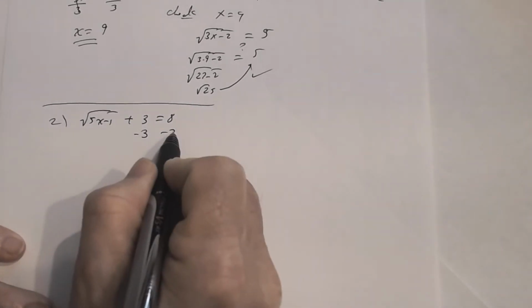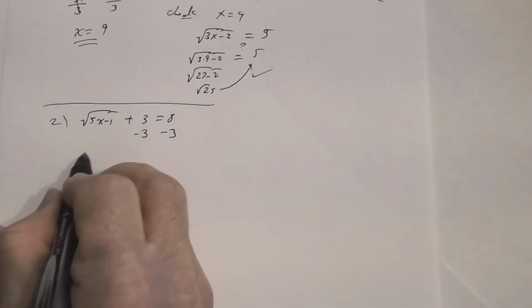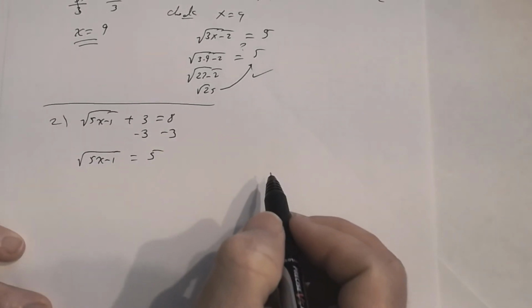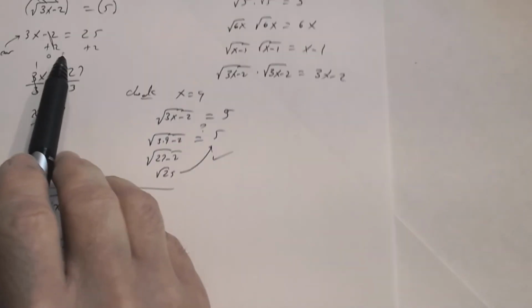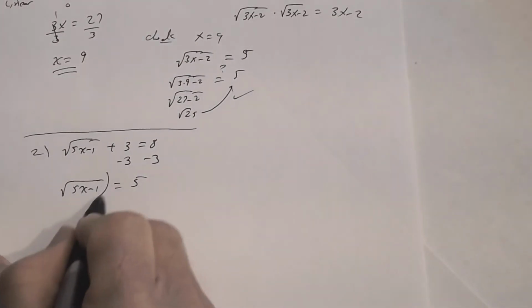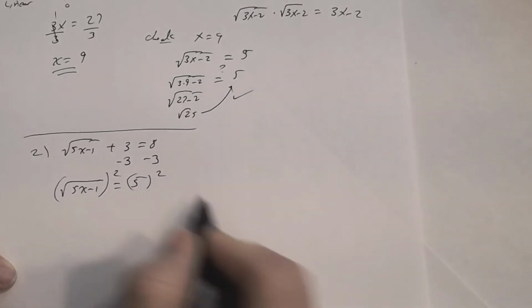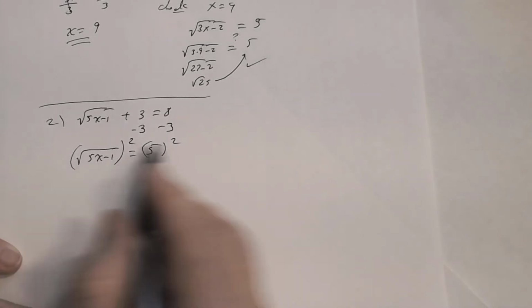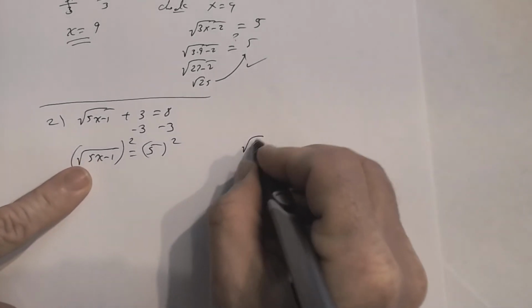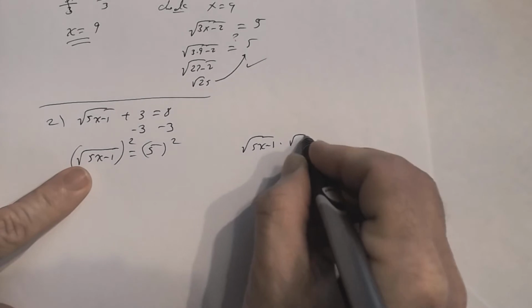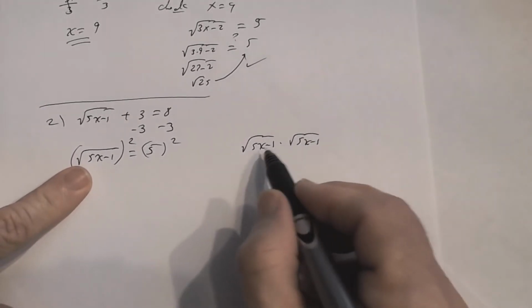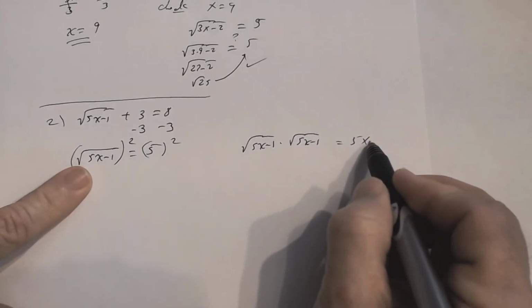So I got to subtract 3 from both sides first. And so I get the square root of 5x minus 1 is equal to 5 again. All right, and just like we did this one, you're now going to get rid of the square root symbol by squaring both sides. When I square both sides, remember what this says right here: the square root of 5x minus 1 times the square root of 5x minus 1. So when you multiply two square roots and the radicands are the same, it's just the radicand, 5x minus 1.